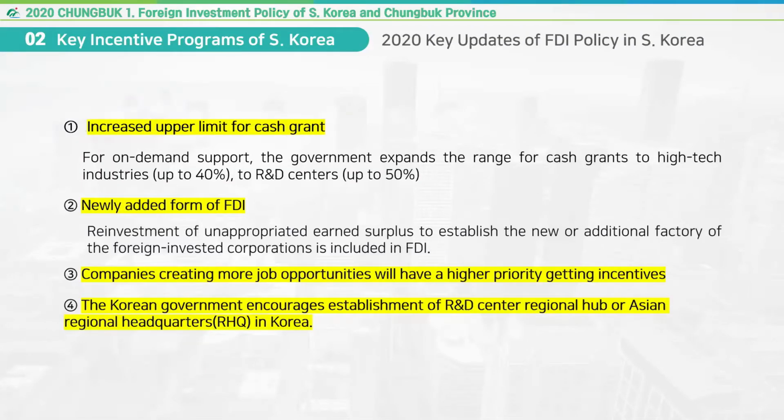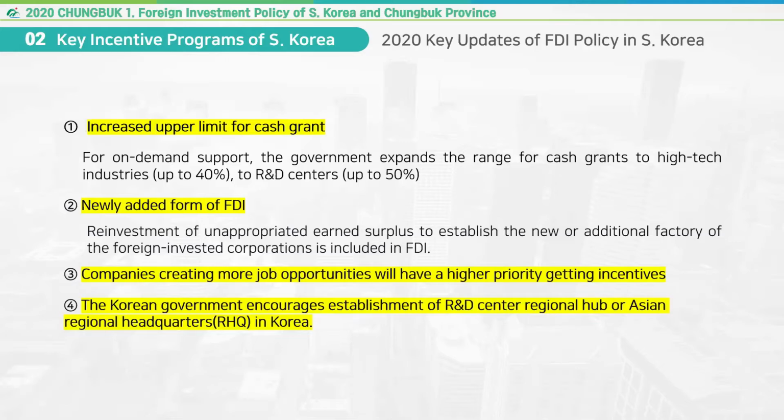On this slide, I want to explain key updates of the FDI policy revised this year. As mentioned previously, the Korean government has increased the upper limit of cash grant for FDI firms. The upper limit for the high-tech industry is adjusted to 40% and to 50% for R&D. Starting this year, Korea has actively expanded the scope of recognized types of foreign investment and revised the law to include the unappropriated surplus of foreign investment companies as FDI for reinvestment in Korea. Therefore, foreign invested companies operating in Korea will be able to receive more incentives.